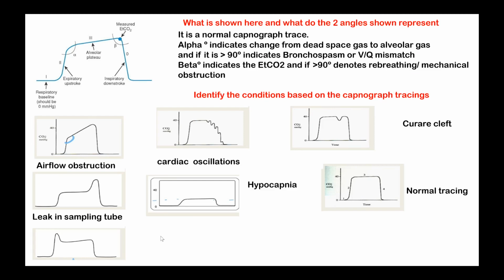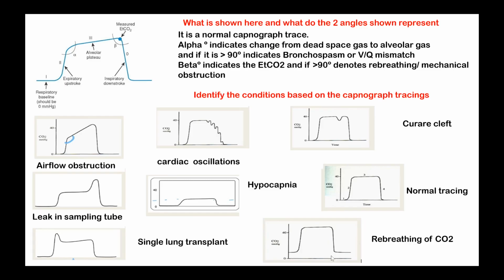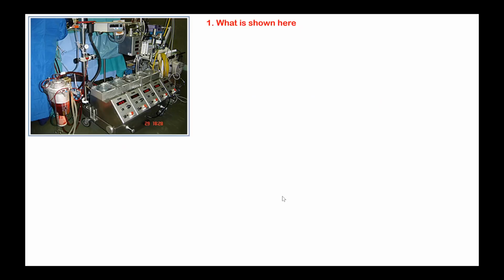The possibility of transplant. So, single lung transplant capnograph. What about this? Rebreathing is there. This line is not stretched. Okay, so this is rebreathing. Very good.